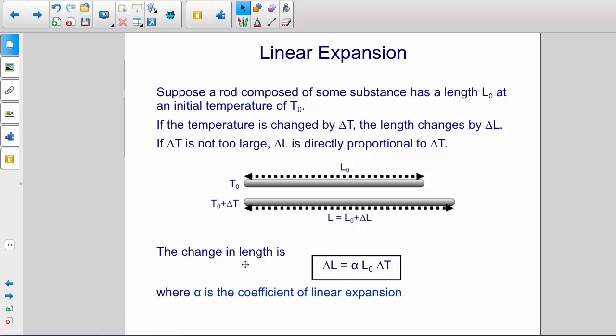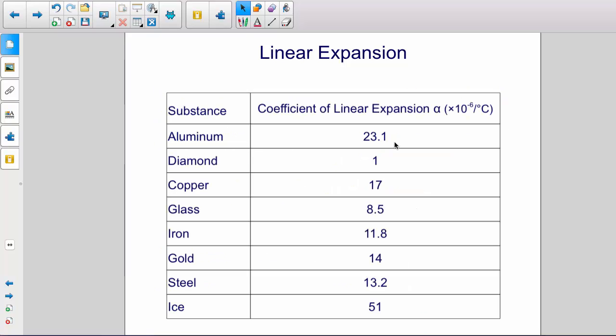If we relate these two, we'll find that the change in length is given by a constant times the original length times the change in temperature. The constant here is alpha, and it is the coefficient of linear expansion. The following table shows linear expansion coefficients for a number of substances.